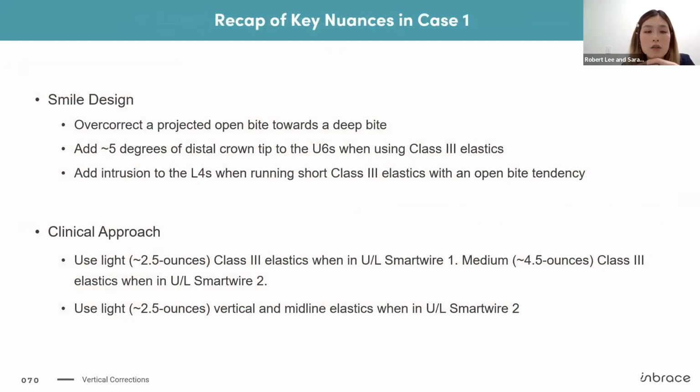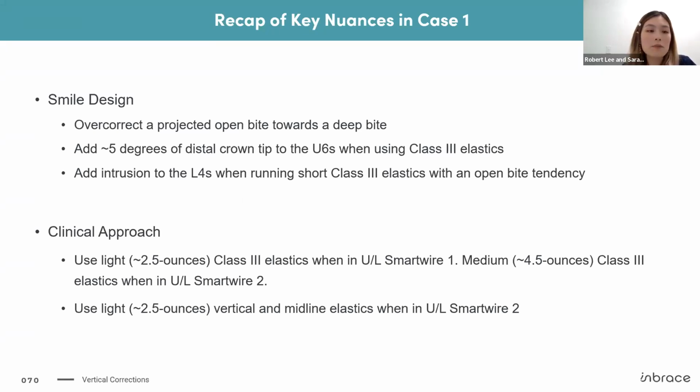So just to go over the key nuances for this case, in the Smile design, we did overcorrect a projected open bite towards a deep bite. We added our overcorrections for AP, so our 5 degrees of distal crown tip to the upper 6s for our class 3 elastics. And same thing, because the patient is already in an open bite tendency, we don't want to potentially extrude those lower 4s when we wear the short class 3 elastics. So we added the intrusion to it as well.